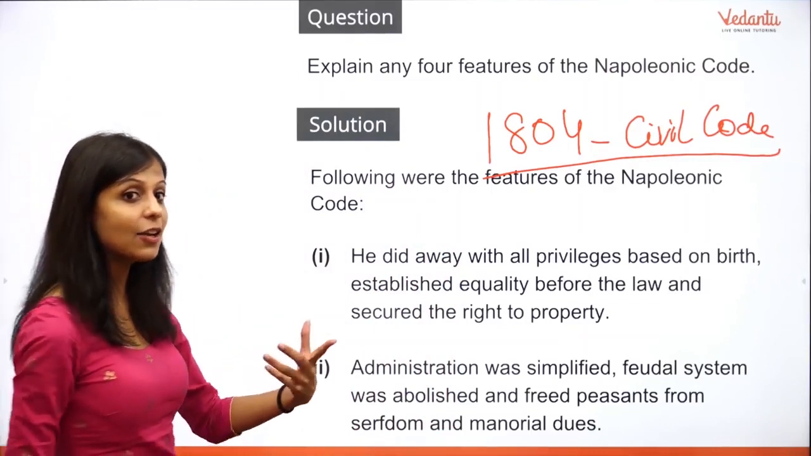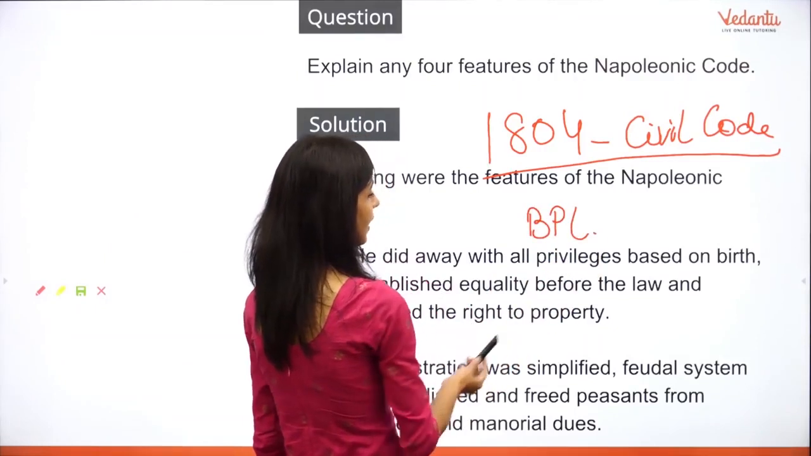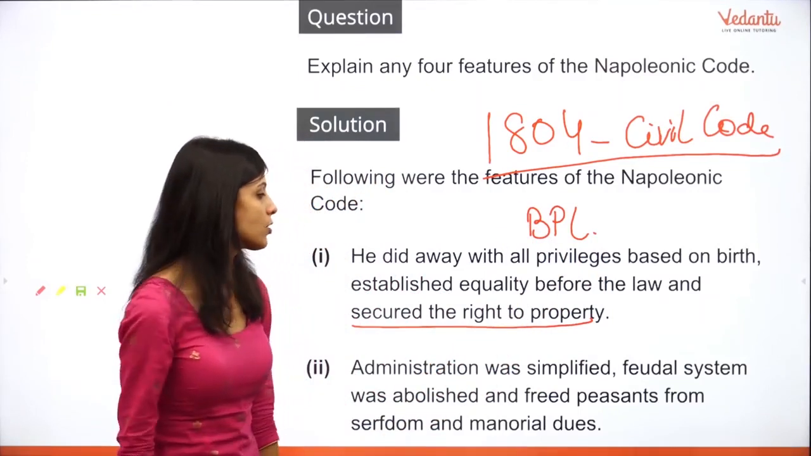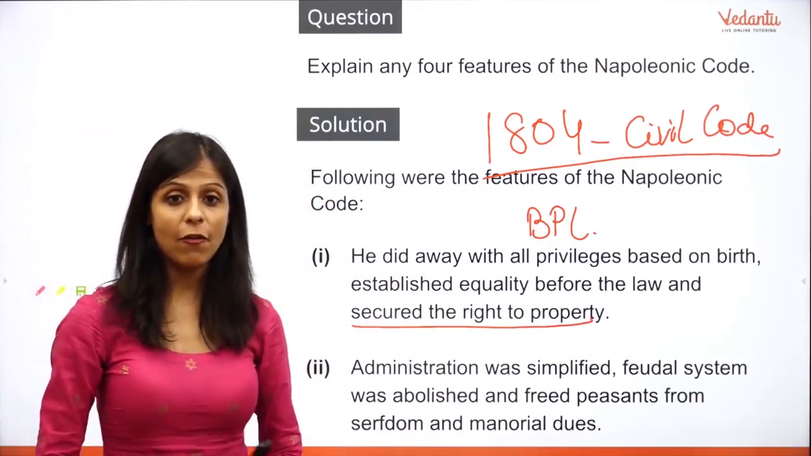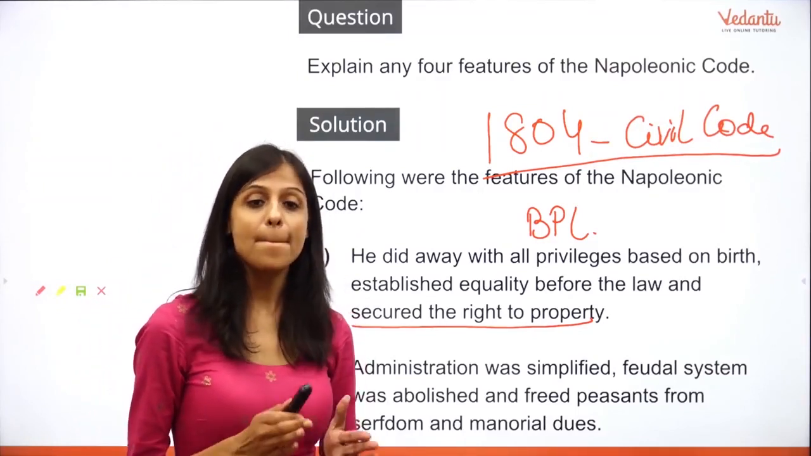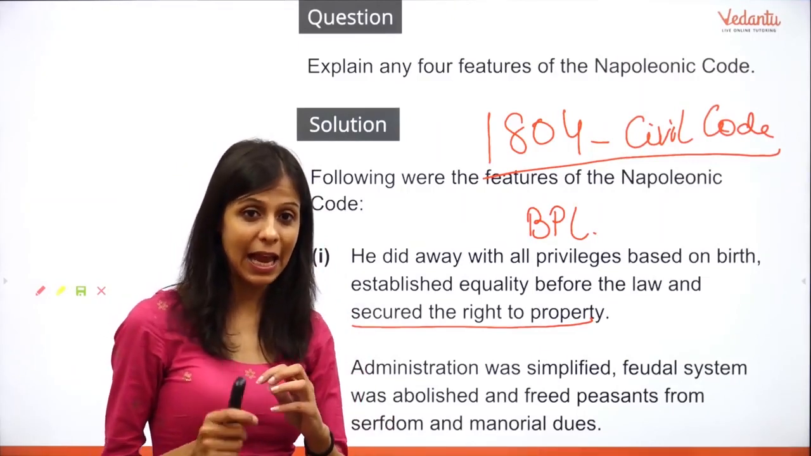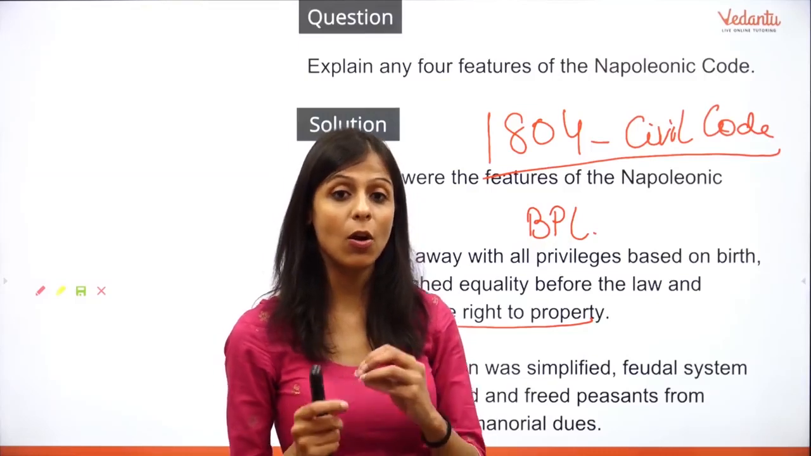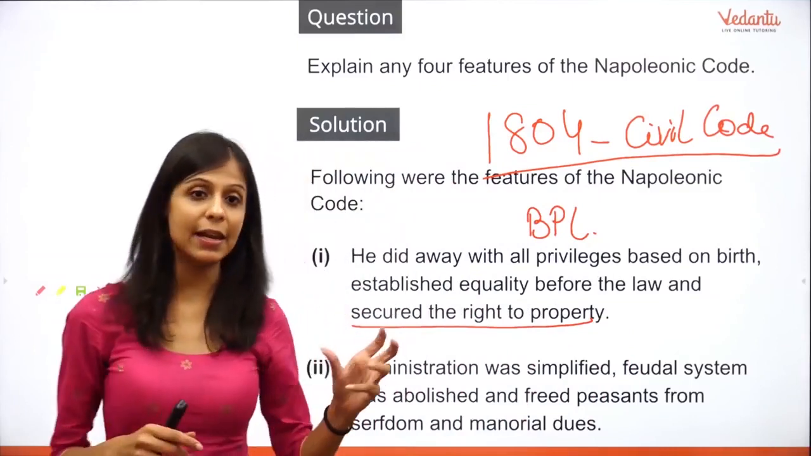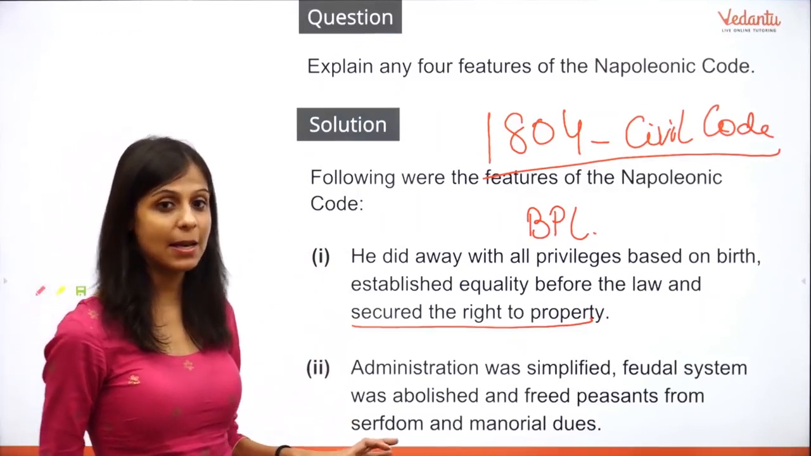So the very first thing that you remember in this case, I talked about BPL, and you can define BPL, that is secured right to property, established equality before law, and did away with all the privileges based on birth. So this is the first point that you're going to talk about. So instead of writing that Napoleon brought out all these 3 basic reforms, what you can do is put across the heading based on civil code, then you can define these 3 basic points.